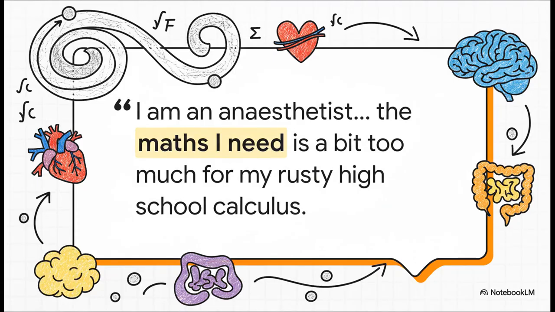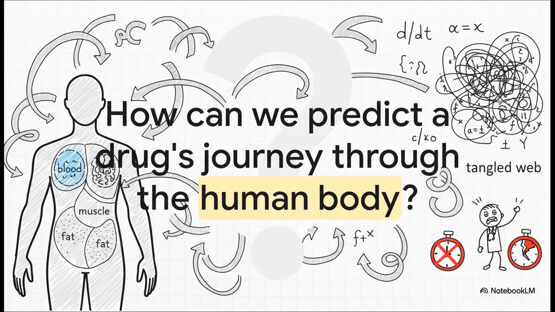And this isn't just a thought experiment. This is a real post from an actual anesthesiologist who was trying to write software for this exact problem. They wanted a way to predict how a drug like propofol moves from your blood into your muscle, then your fat, and finally to your brain. The thing is, our bodies don't work in nice, neat, straight lines. So the challenge here is just massive.